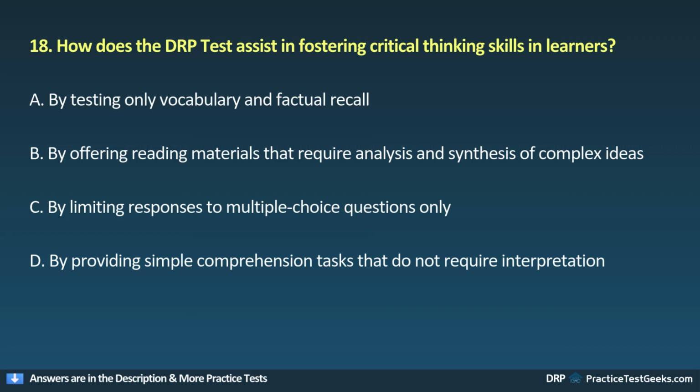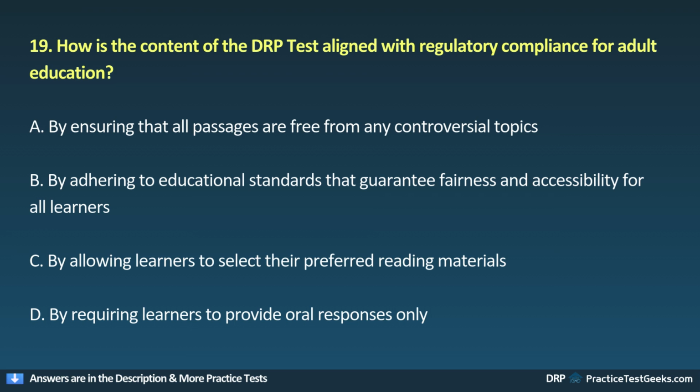E. By offering reading materials that require analysis and synthesis of complex ideas. C. By limiting responses to multiple-choice questions only. D. By providing simple comprehension tasks that do not require interpretation. 19. How is the content of the DRP test aligned with regulatory compliance for adult education?